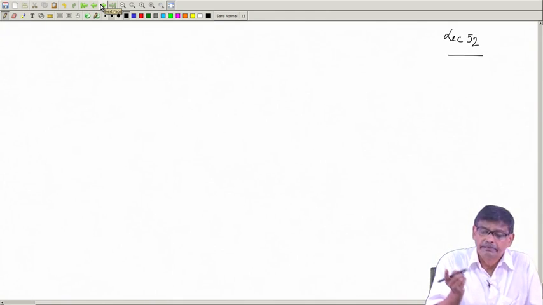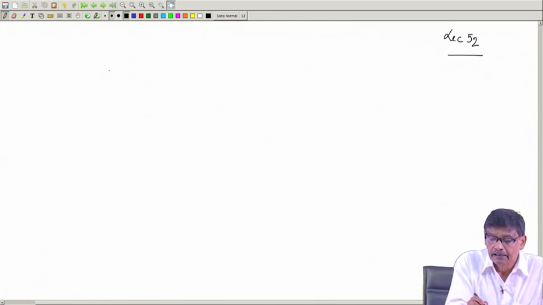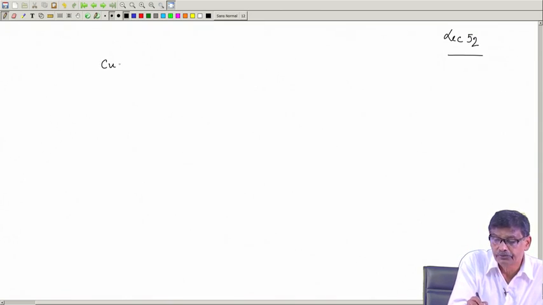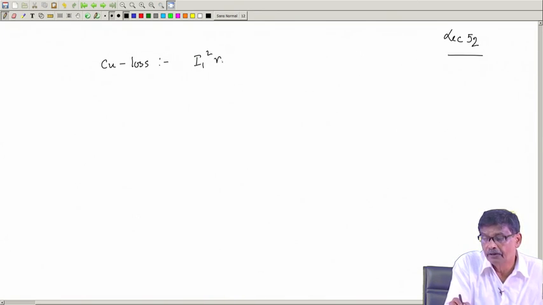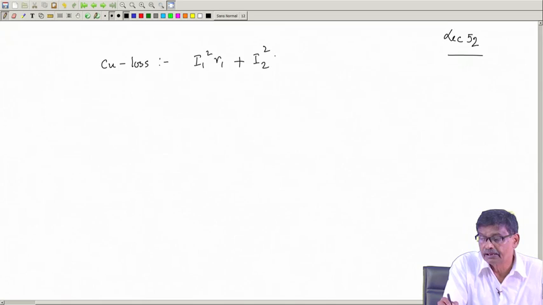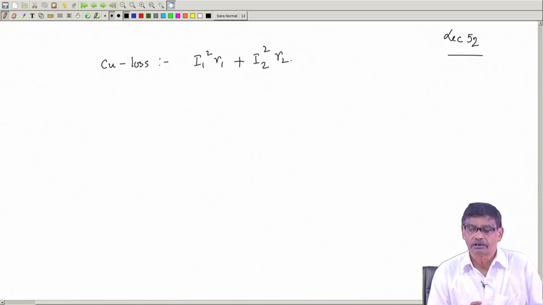Why? It is simply because of this. See, the total copper loss, just to show, total copper loss is equal to I 1 square into R 1, primary copper loss, plus I 2 square into R 2. This is the total copper loss.